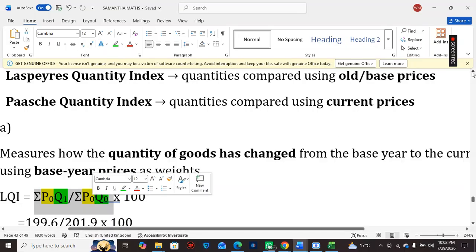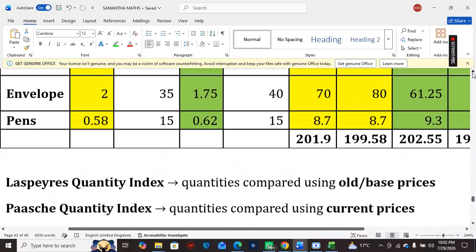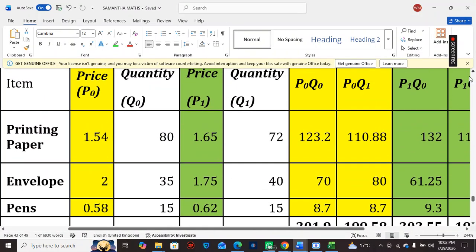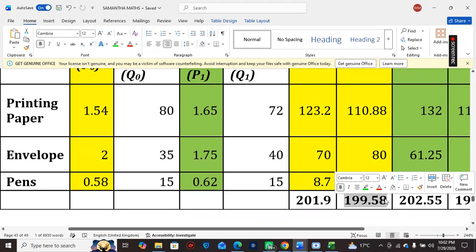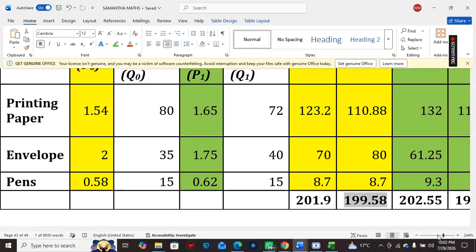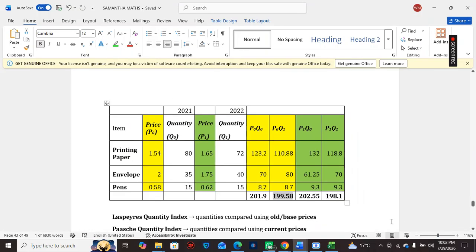So you just go to your table. P0 Q1 is here, so you get the value 199.58. Then for P0 Q0, have you seen here? 201.9.